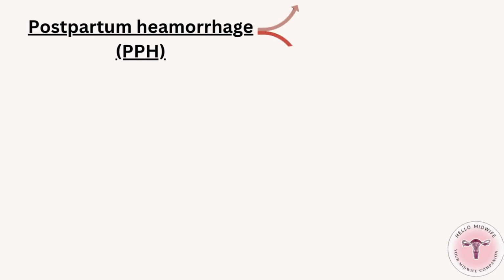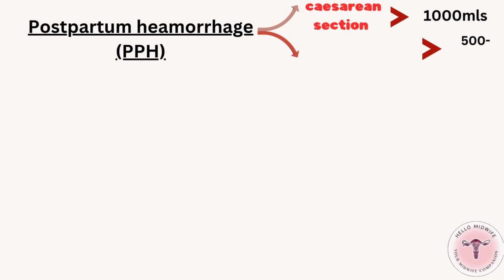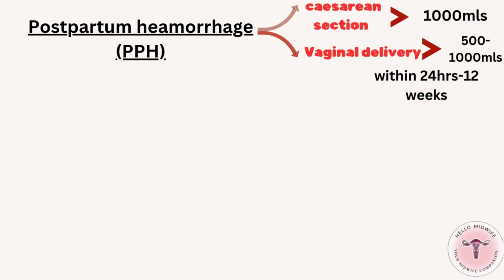We can define it as the total blood loss of over 1,000 ml after a cesarean section or between 500 to 1,000 ml after a vaginal birth. And this is usually accompanied by signs of hypovolemia. It can occur within the first 24 hours of delivery and even up to 12 weeks postpartum.